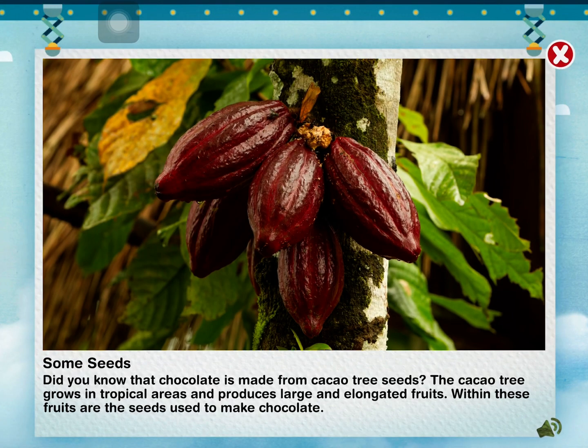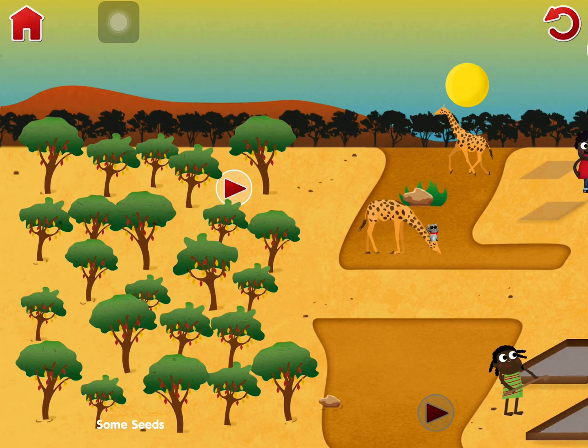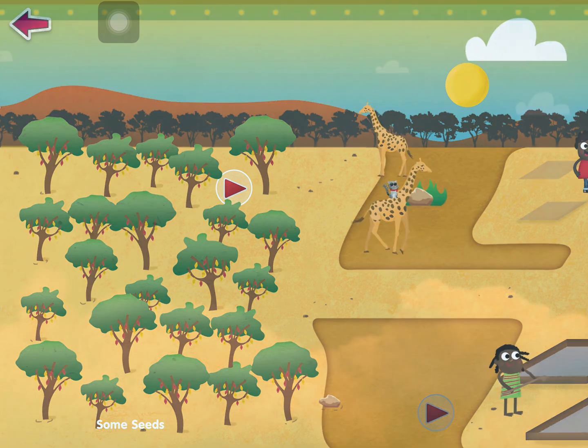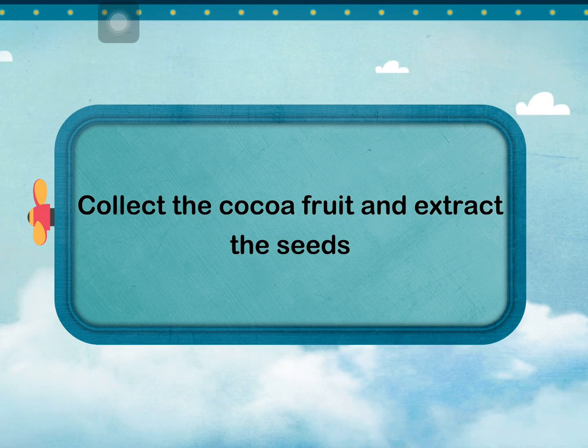Did you know that chocolate is made from cacao tree seeds? The cacao tree grows in tropical areas and produces large and elongated fruits. Within these fruits are the seeds used to make chocolate. Collect the cocoa fruit and extract the seeds.